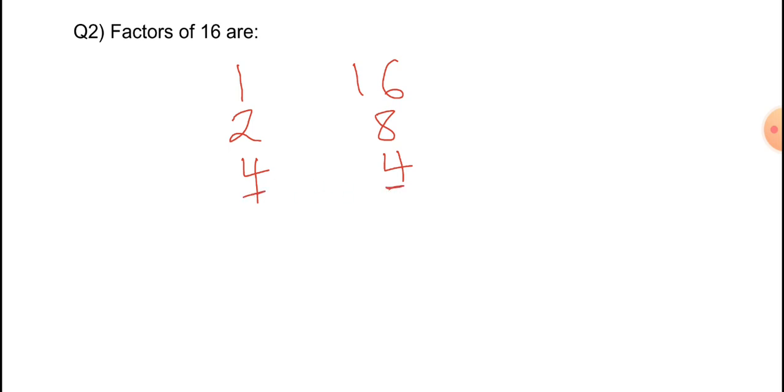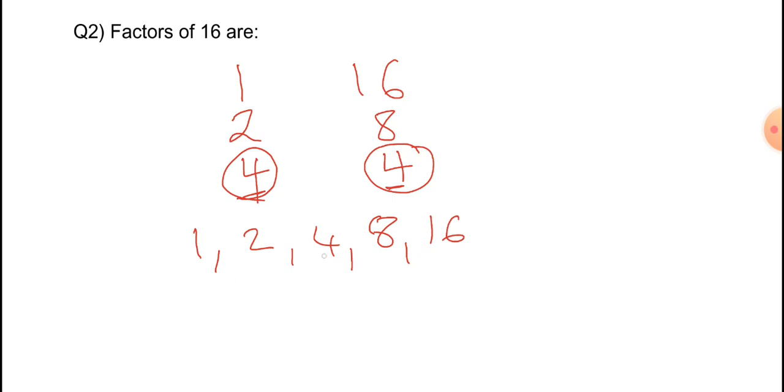Now we don't need to test any more numbers because, as you can see, we've got 4 here and we've got 4 here. So we've come back to the other side. So 5, 6, we don't have to test anymore. So how do we now list the factors of 16? The factors of 16 are 1, 2, 4, and notice here I will not list both the 4s, only once, then 8, and then 16. So these are the factors of 16.